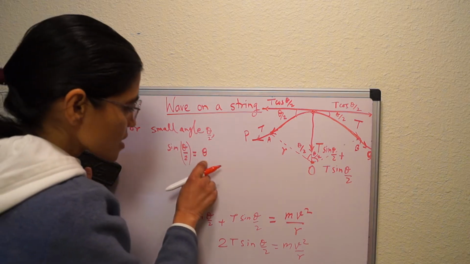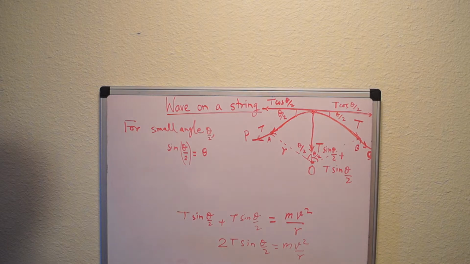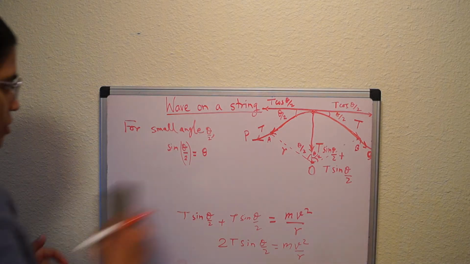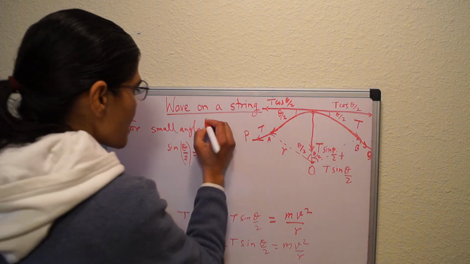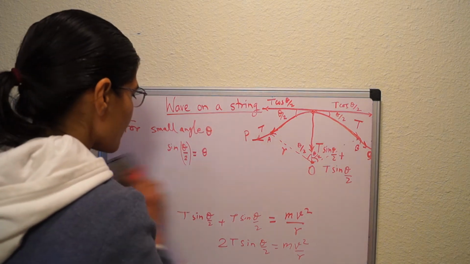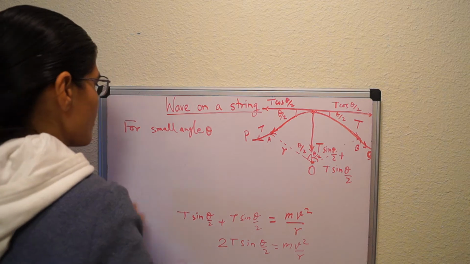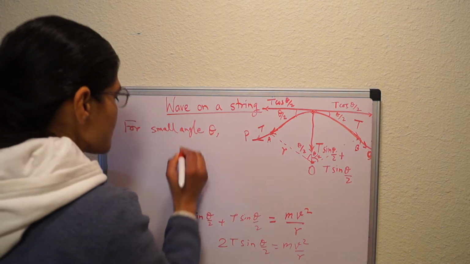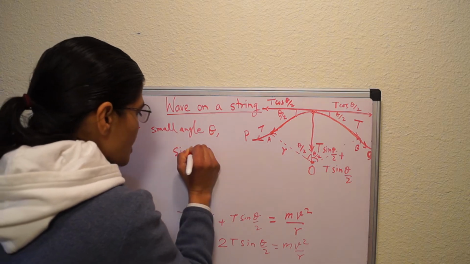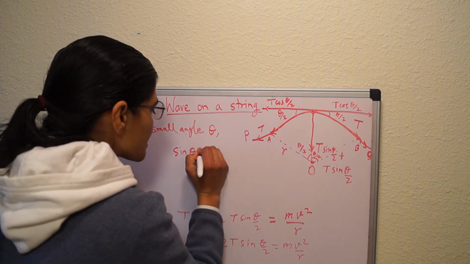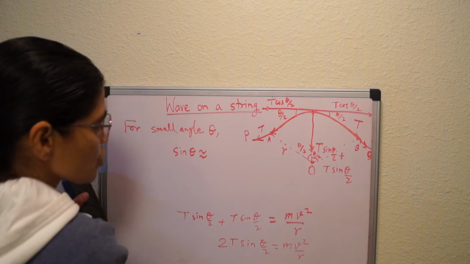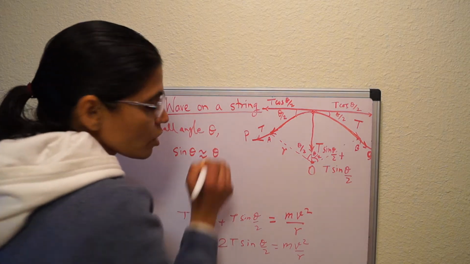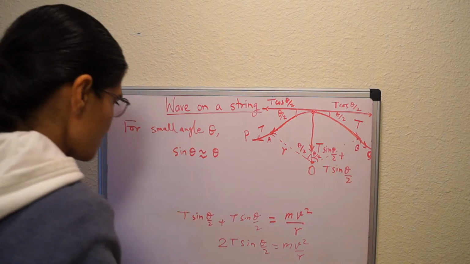Wait a minute. Not theta by 2. Sine theta, I'm sorry guys, forgive me for that. I'm going to erase this and write this down here. So for small angle theta, not theta by 2, sine theta is close to theta. This is called an approximation, just an approximation.